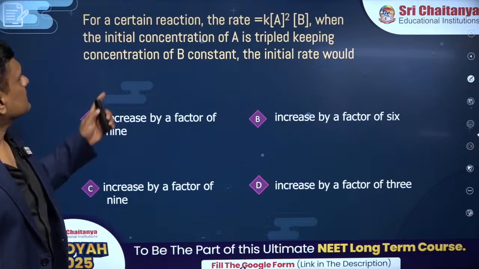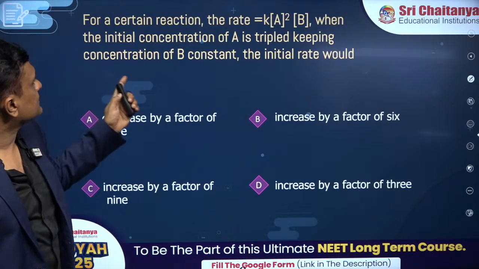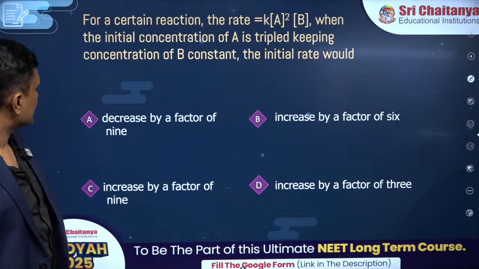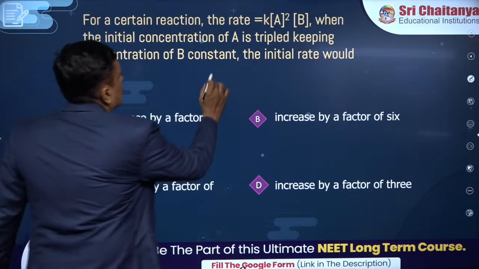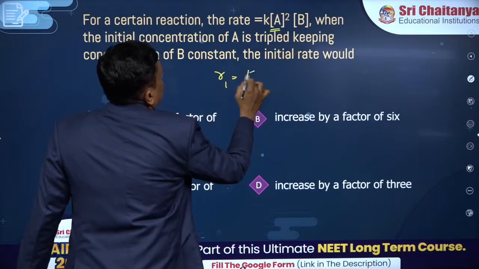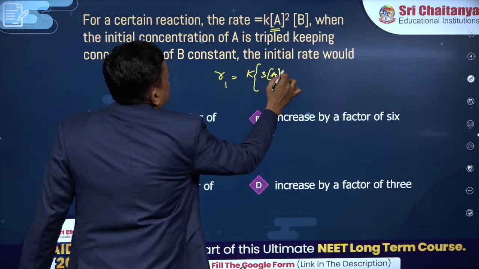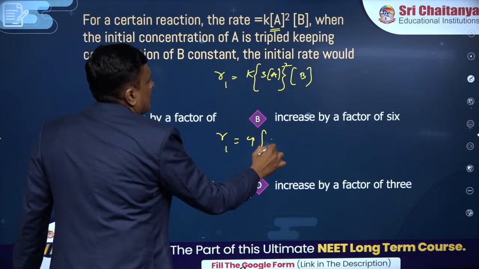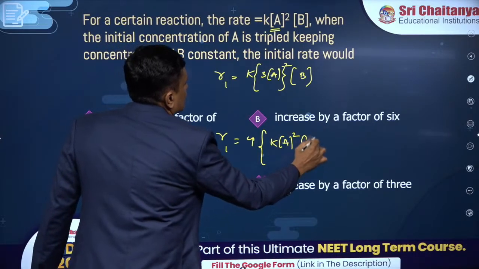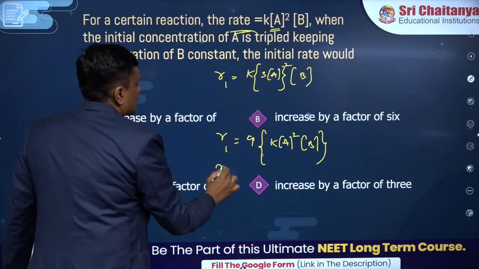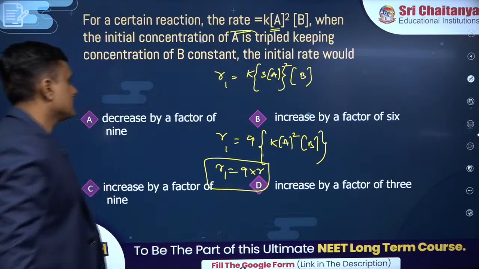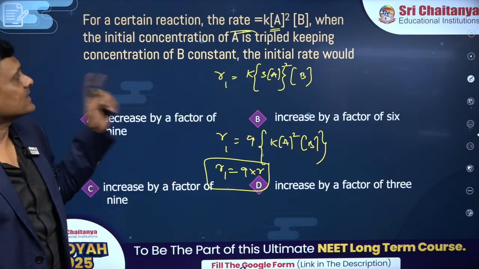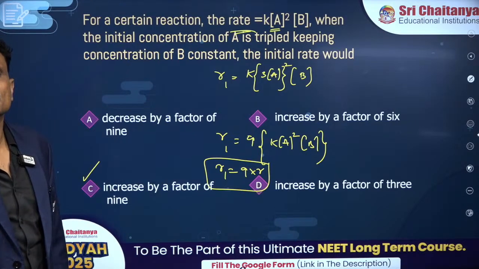For a certain reaction, the rate is k into A square into B. When the initial concentration of A is tripled by keeping the concentration of B constant, the rate would be? You have one equation with you. Okay. Oh, you got the answer. Super fast. What will happen if I am just tripling this: 3 times A, whole square, into B, I am not changing. You can see this will become 9 k into A square into B. This is your older rate. So the rate increases by 9 times when alone the concentration of A is increased by 3-fold. That's a brilliant answer. Good.